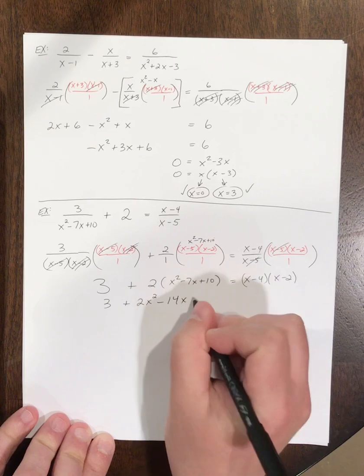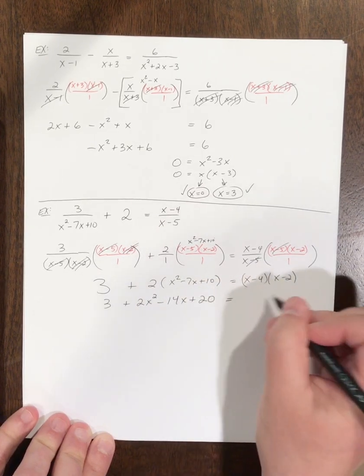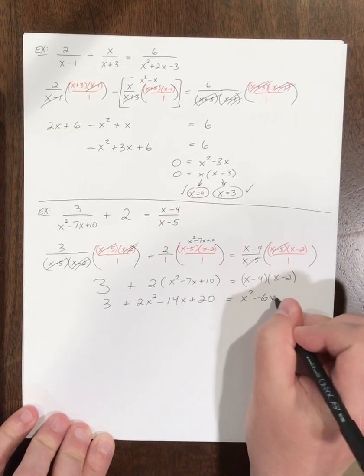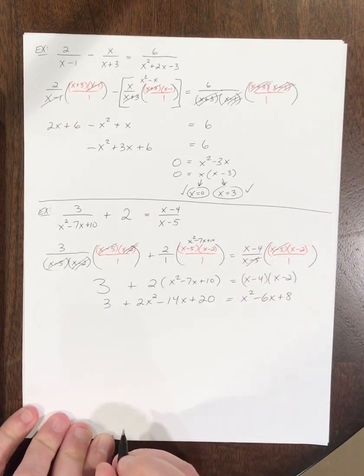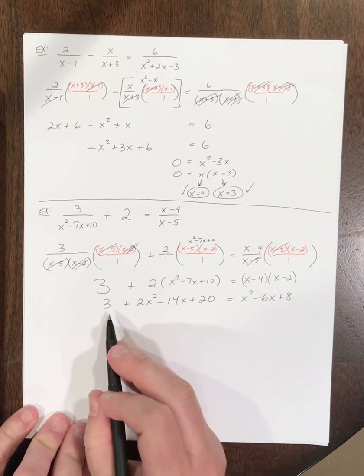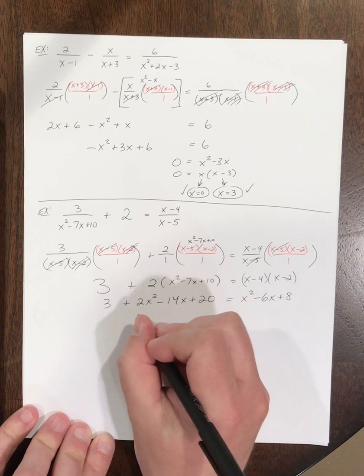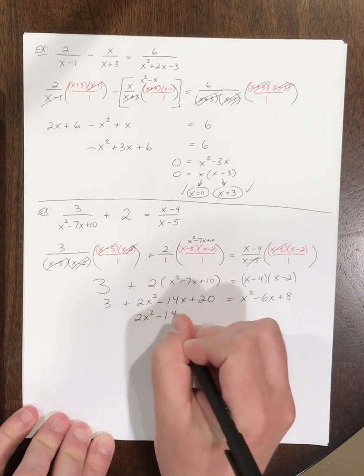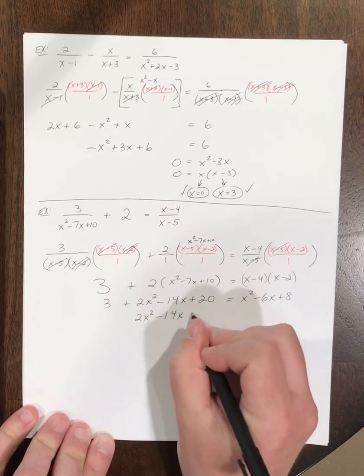Distribute. Right hand side is FOIL method. And I'm going to combine like terms on the left. So it's going to be 2x squared minus 14x. This 3 plus the 20 becomes 23.